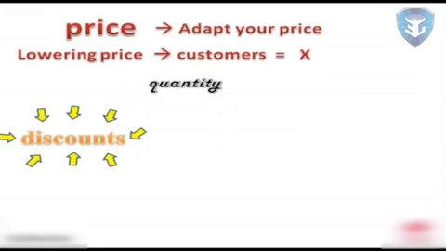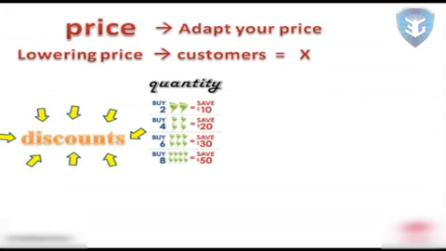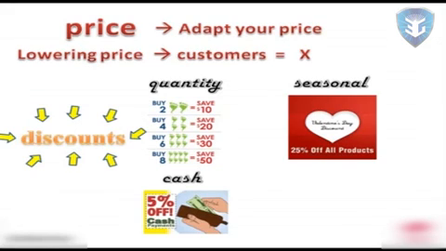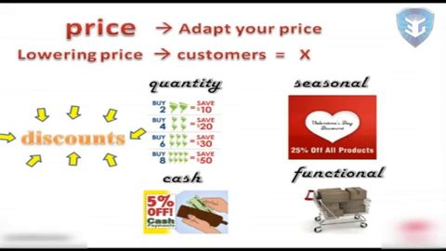Discounts come in four types. The quantity discounts, which means that the more products you buy, the higher the discount. Seasonal discounts, which means that dependent on the season it is, you get a discount. Cash discounts. This means that the sooner you pay, the more discount you get. Lastly, the functional discounts. This means getting a discount because you perform an additional function in a distribution channel.